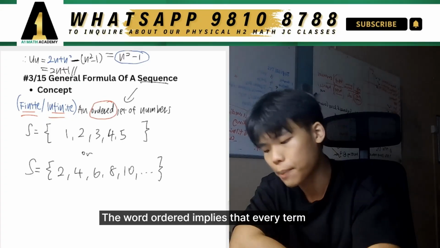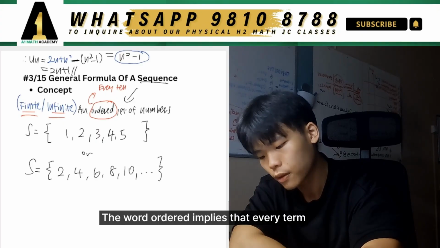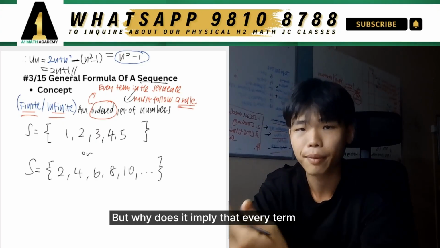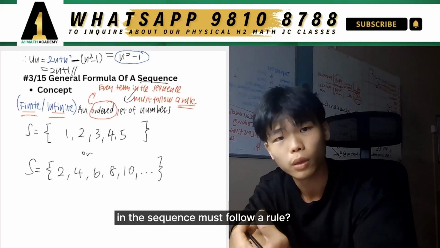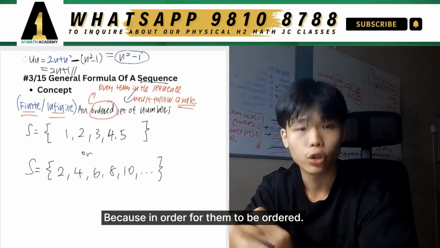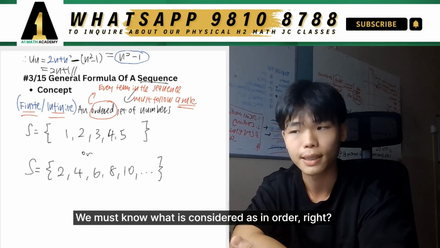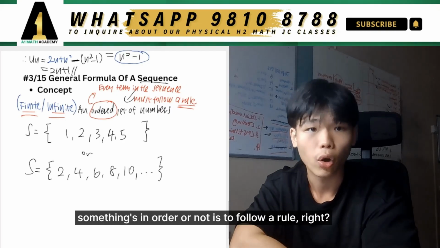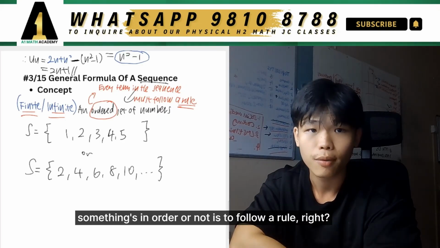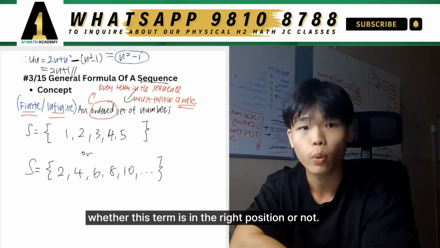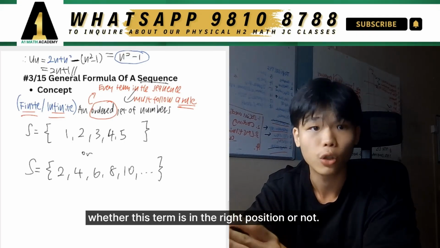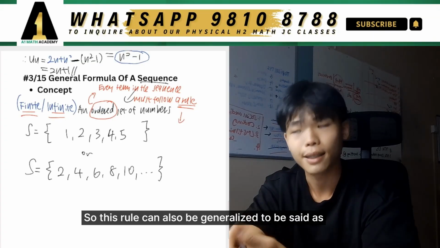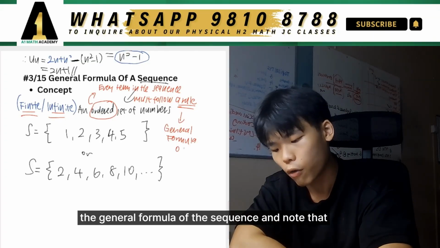Since it's an ordered set of numbers, the word ordered implies that every term in the sequence must follow a rule, right? But why does it imply that every term in the sequence must follow a rule? Because in order for them to be ordered, we must know what is considered as in order, right? And the only way for us to consider whether something is in order or not is to follow a rule, right? Because the rule will essentially tell us whether this term is in the right position or not. So this rule can also be generalized and said to be the general formula of the sequence.